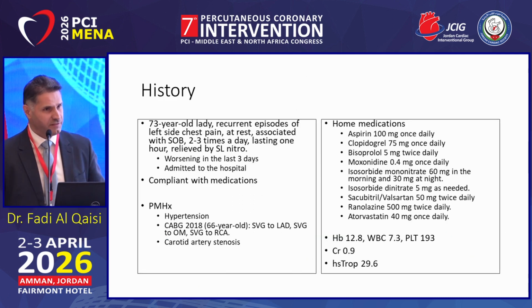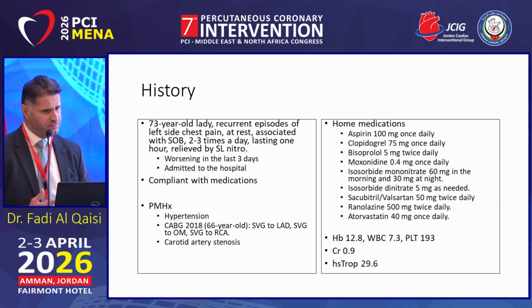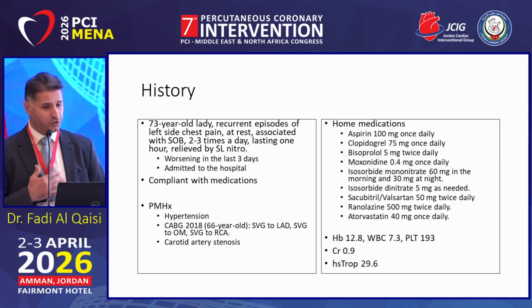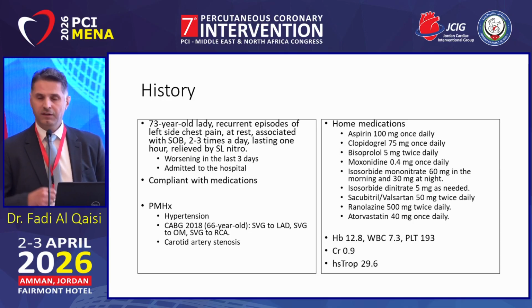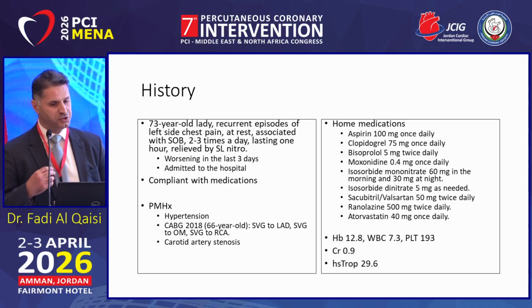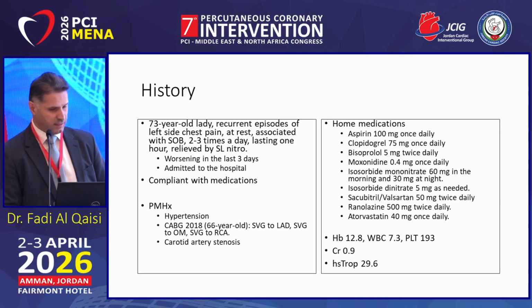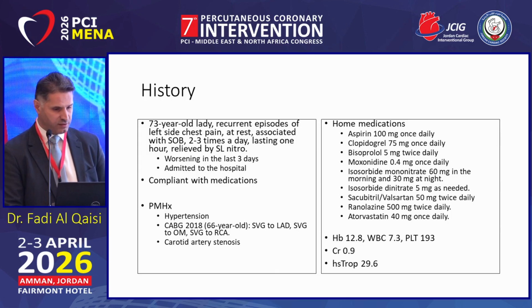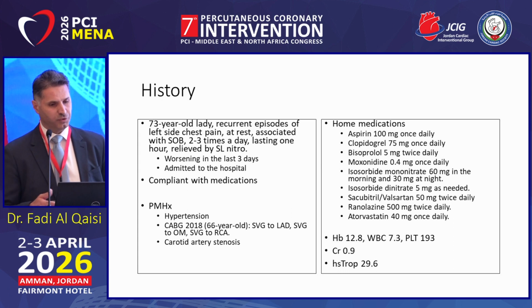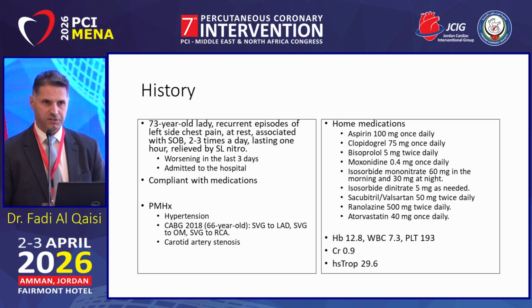I have no disclosures. This is a 73-year-old lady. She has been having recurrent episodes of chest pains for many years. They are at rest, associated with shortness of breath, 2 to 3 times a day, using sublingual nitroglycerin. And you can see on the right side the list of the medications that she has been using all the time, multiple anti-anginal medications to control her symptoms. But recently, the pain started to worsen for the last 3 days so that she had to be admitted to the hospital. Sublingual nitro is not working anymore. And she has been very compliant with her medications.